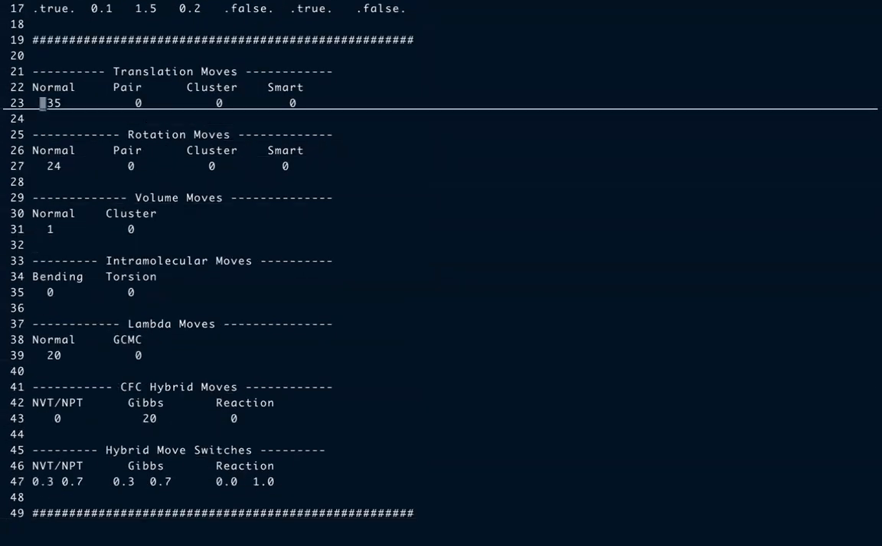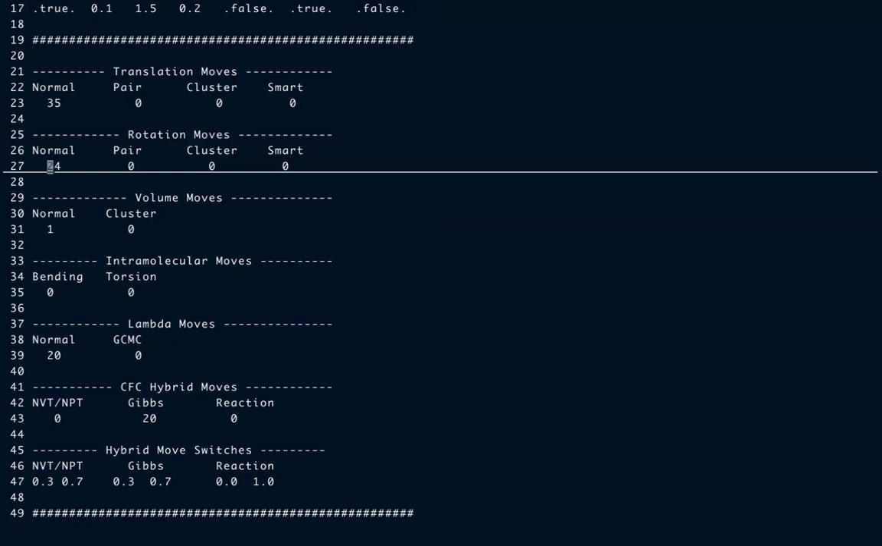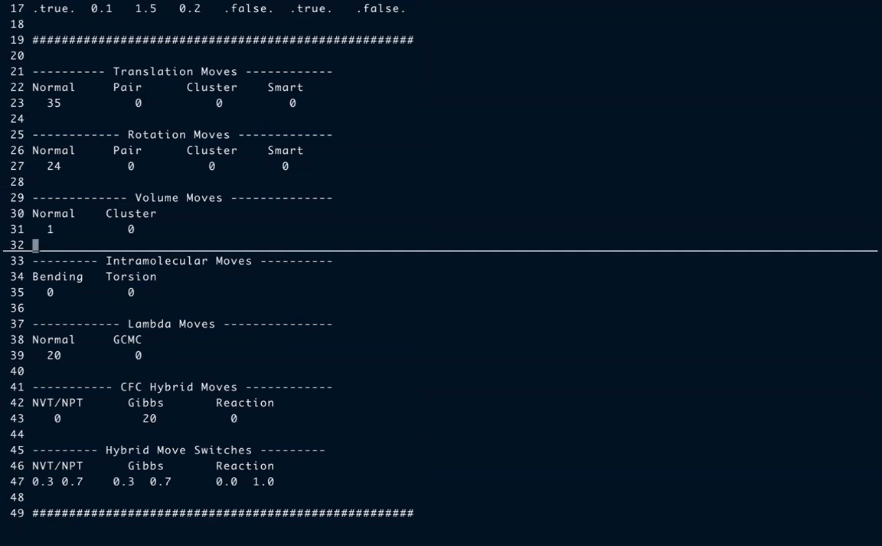Okay, finally, now you choose the translation moves, the rotation moves, which I discussed. So I choose that 35% of my moves should be translation, 24% of my moves should be rotation, only 1% of my moves should be volume. Notice that the volume moves are very expensive because you have to change the position of all of the molecules. The scaled coordinates of the molecules are to be altered, and the corresponding energies have to be calculated fresh.